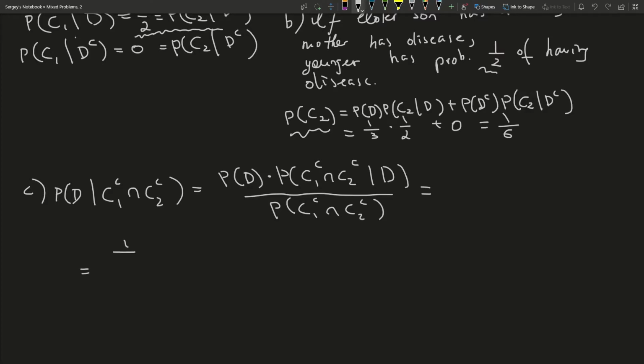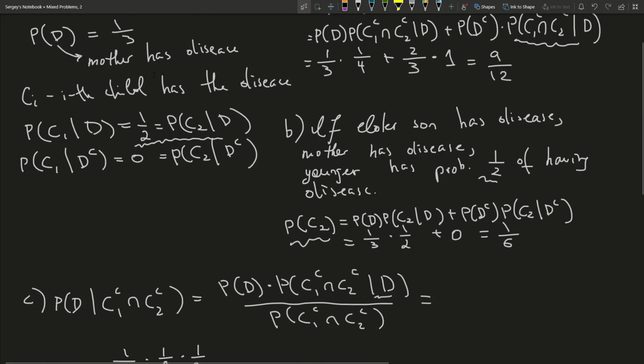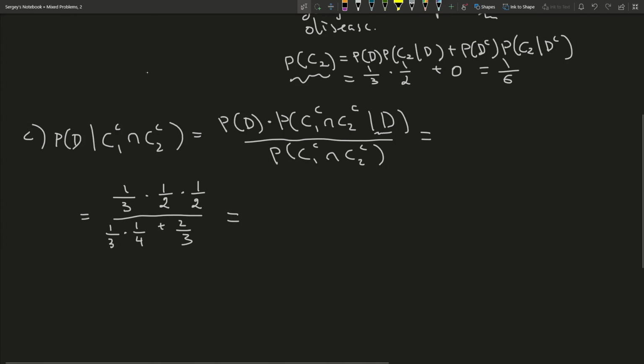So in the numerator, we have the prior probability, which is a third. And remember, by what the problem told us, if the mother has the disease, then the probability that each child doesn't have it is 1/2, independent of each other. So it's 1/2 that the first child doesn't have it, times 1/2 probability that the second child doesn't have it, so we can multiply those probabilities, over the probability that both her children do not have the disease. Well, we computed this already in part A. And so this was 1/3 times 1/4 plus 2/3. Let's verify. Yes, 1/3 times 1/4 plus 2/3. And so simplifying this expression, we get 1/9.